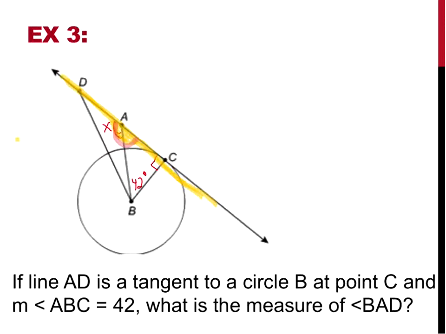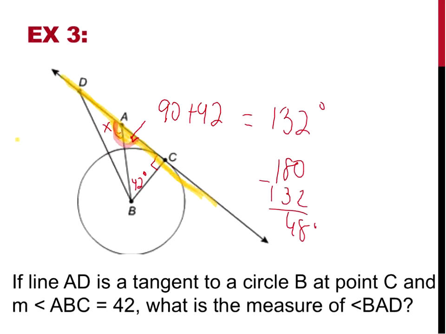So let's start with the inside of A first. So the inside of A would be 90 plus the 42. We just did this one, right? So 180 minus the 132 gave us 48. So this top one is 48. How do I find X? Adrian gave it to us a minute ago. Adrian said the outside of A and the inside of A are supplementary, and supplementary angles add to be 180. So I could do 180 minus the 48, and I would get 132. So X is 132.